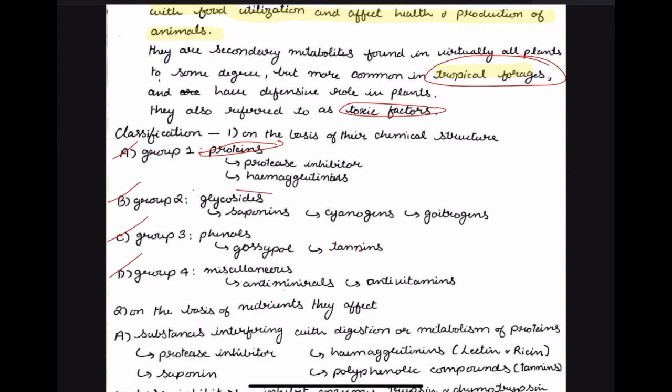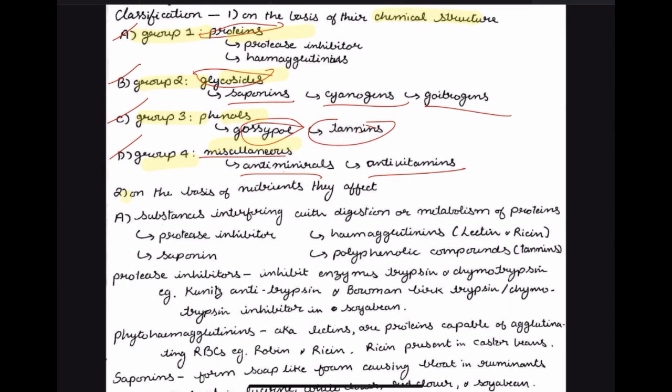Then the second group is glycosides, so they are chemically glycosides. Examples are saponin, cyanogens, and goitrogens. Group 3 is phenols like gossypol and tannins. And Group 4 is the miscellaneous category, which includes anti-minerals and anti-vitamins. So this is the classification on the basis of chemical structure. In this, you just need to remember these categories. Now the second basis of classification, that is on the basis of nutrition that they affect.